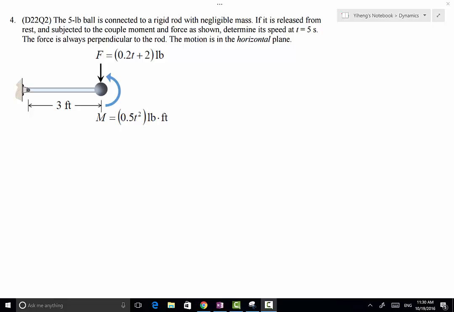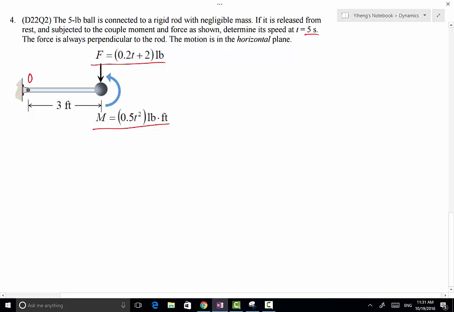In this problem, we have a 5-pound ball that is connected to a rigid rod with negligible mass, and it's pinned here. Let's call this point O. Therefore, the rod with the ball can rotate about O. It is released from rest, and it's subjected to a force, which is a function of time, as well as a couple moment, which is also a function of time. We need to determine its speed at 5 seconds.